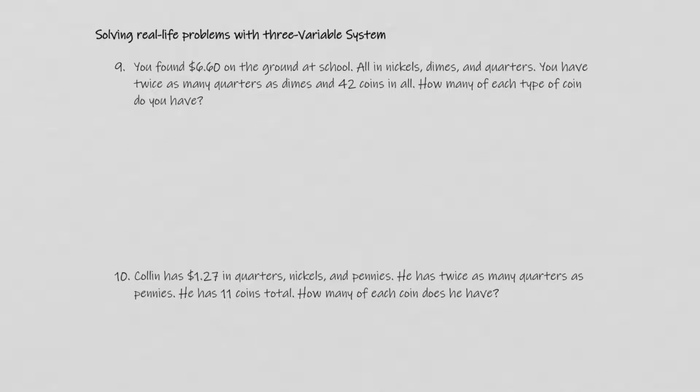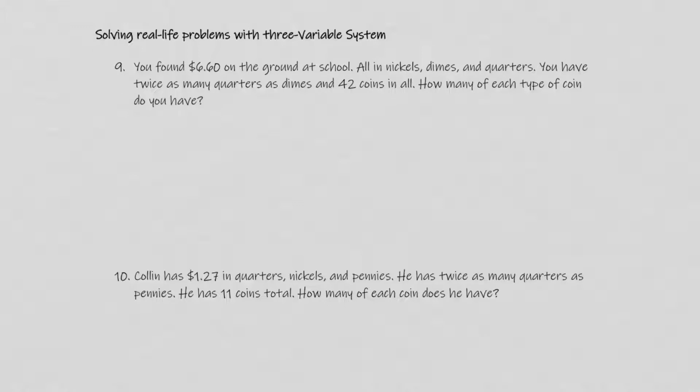Okay, we're going to finish up 1.4 part 2 by doing some real life problems with three variable systems. All right, so you found $6.60 on the ground at school, all nickels, dimes, and quarters. You have twice as many quarters as dimes and 42 coins in all. How many of each type of coin do you have?